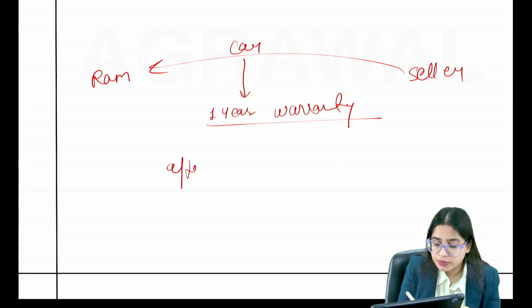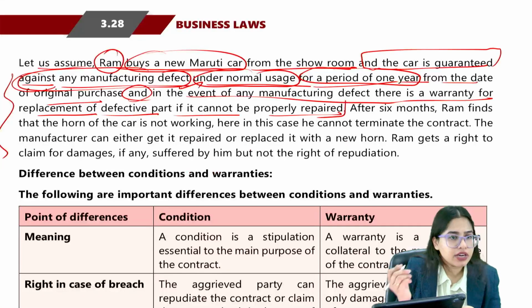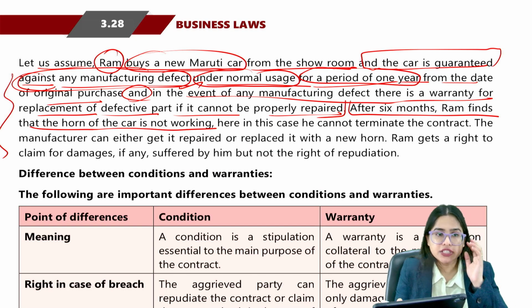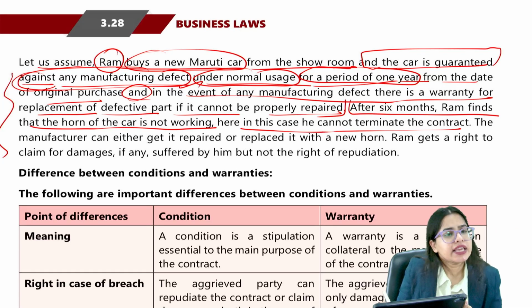Now what happened? Ram purchased a car. Now after 6 months, Ram found out some defect in the car. So after 6 months, Ram finds that the horn of the car is not working. Here in this case, can he cancel the contract?